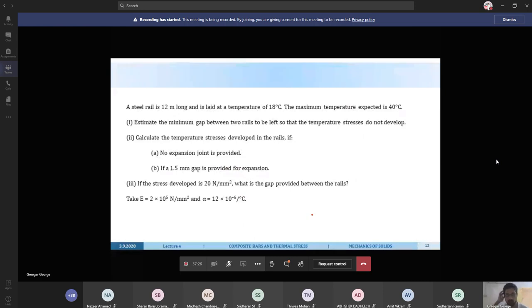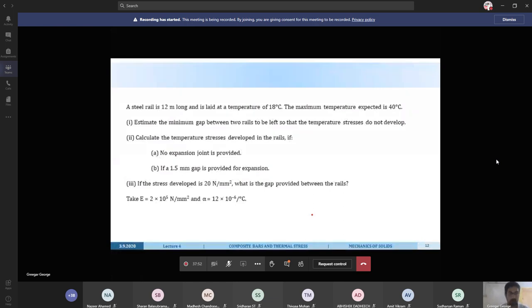Yeah, so based on this idea, I'm putting a problem. A steel rail is 12 meter long and is laid at a temperature of 18 degrees Celsius. Maximum temperature expected is 40 degrees Celsius. Estimate the minimum gap between two rails to be left so that temperature stresses do not develop.